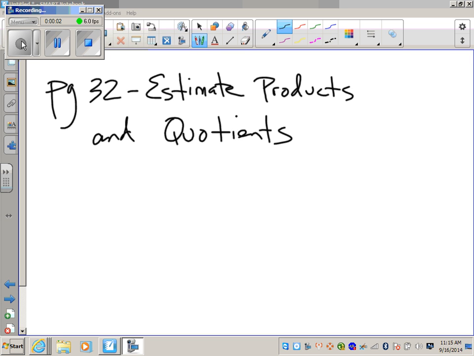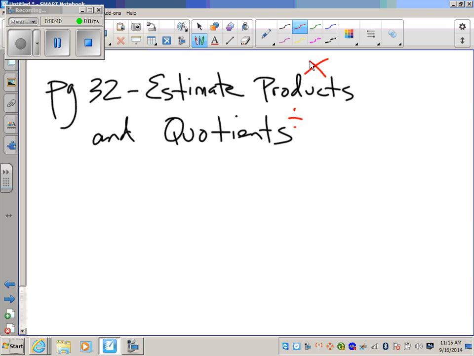Page 32, estimate products and quotients. What are products? What are quotients? Very good. So we're going to estimate products and quotients today.